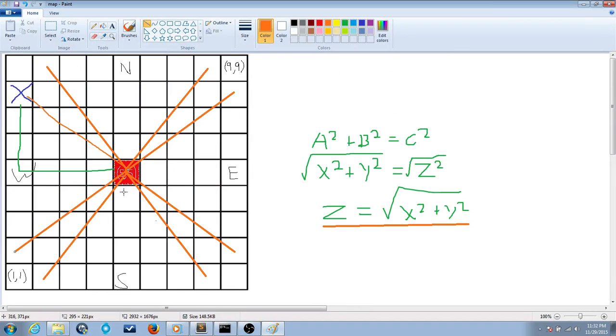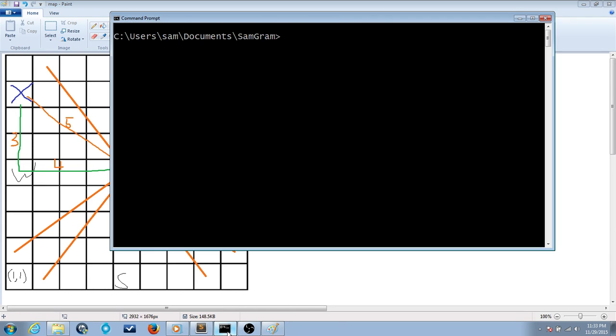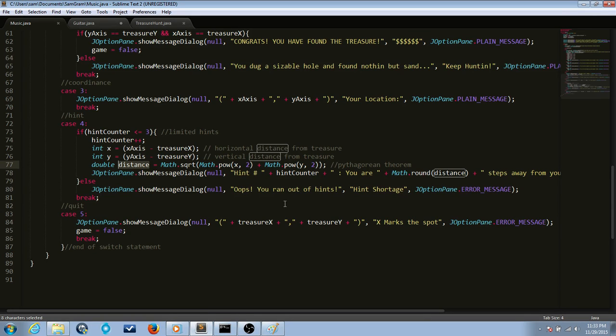So essentially, if the treasure is here and you got a hint, it would be 5 because this is 4 and this is 3, and if you square 3 and add it to this 4 squared, this is 5. It's just one of the most basic. Anyways, the calculator will do it for you. That's the reason why we programmed it.